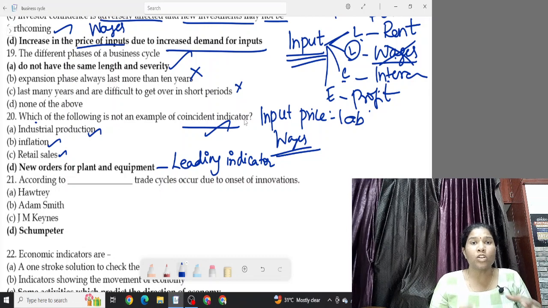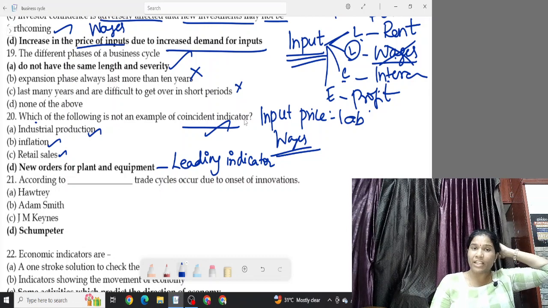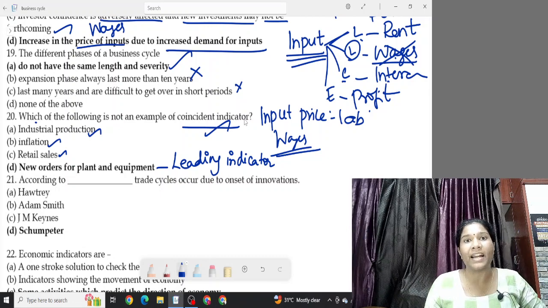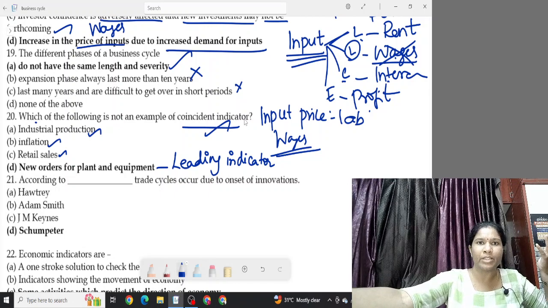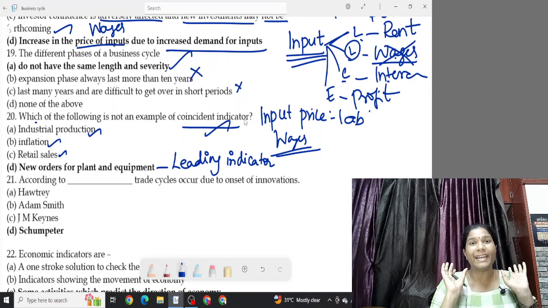Those things that can happen even before the actual event happens, for example, new orders for plant and equipment. Stock prices going up can go up even before the profit happens. So these are all called leading indicators.